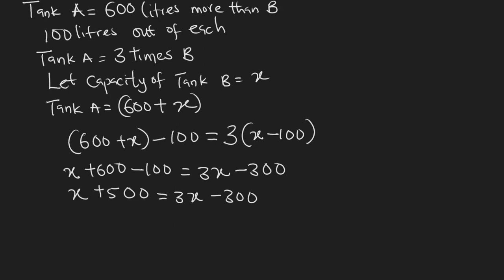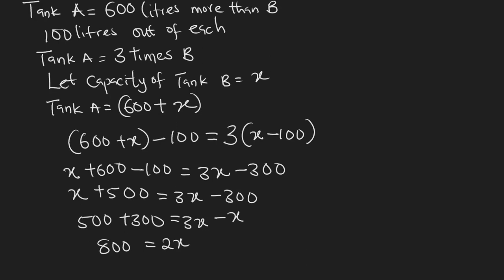So collect like terms. Those with X will move to one side, and those without X will move to the other side. So doing this, this 300 will move to where this 500 is, and this X will move here. Remember that when they cross, the signs will change, right? So on this side we have 500 plus 300, because it's going to move to the other side, is equal to 3X, now minus X, because this X will move. So 500 plus 300 is 800. So we have 800 is equal to 3X minus X, which is 2X.